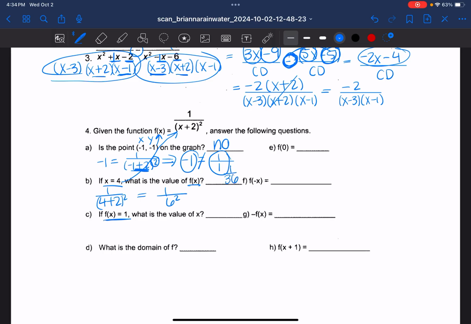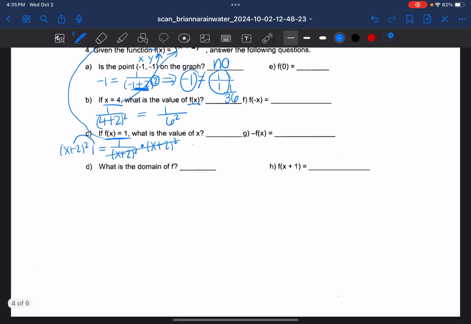Part C says f of x, so y is 1. So I need to go plug that in here. So I'm going to have 1 equals 1 over x plus 2 squared, and we're asked to solve for x. So I'd want to get rid of my fraction. I do that by multiplying by the denominator. And if I do that on one side, I got to do it on the other. So here, these divide out. Here, I can multiply 1 by this parenthesis, but as we know, multiplying by 1 does not change the value. So I've got x plus 2 squared equals 1.